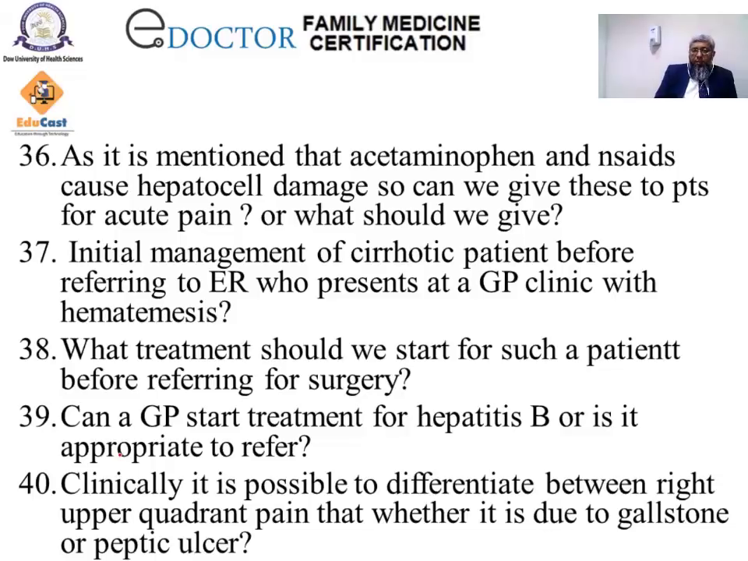As it is mentioned that acetaminophen and NSAIDs cause hepatocellular damage, can we give these to patients for acute pain, or what should we give? Acetaminophen, as I mentioned, should be avoided. Some NSAIDs are very toxic. Relatively less toxic NSAIDs are ibuprofen, which comes by the name of Brufen, and mefenamic acid, which comes by the name of Ponstan. You can give them with caution. Don't give them on an empty stomach, give them with food, and cover with a PPI to protect against GI bleed.